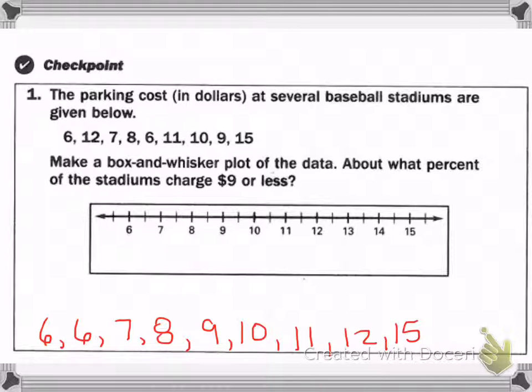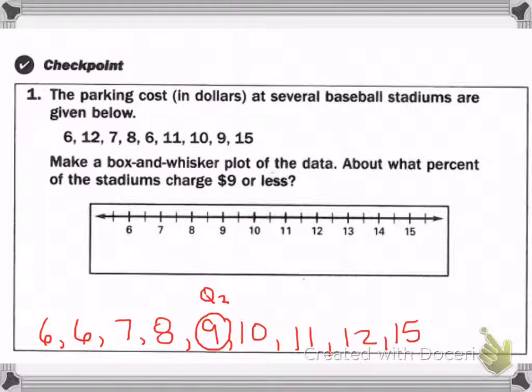Then we need to divide the data into 4 quarters. So I like to divide my data in half first. I've got 9 values. That's going to make the 9 in the center my Q2, or my median. I like to just circle that in the list, remembering that if it's a single value, then I don't include it in either half.